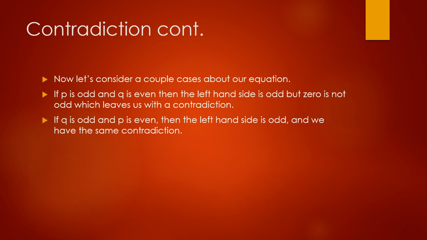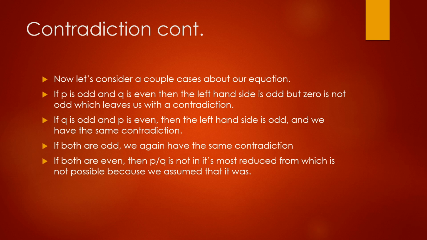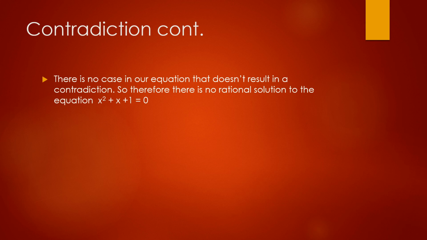If q is odd and p is even, then the left-hand side is odd, and we have the same contradiction as above. If both p and q are odd, we again have the exact same contradiction. And if both are even, then p over q is not in its most reduced form, which is not possible because earlier we assumed that it's in its most reduced form. So there is no case in our equation that doesn't result in a contradiction. So therefore, there is no rational solution to the equation x squared plus x plus 1 equals 0.